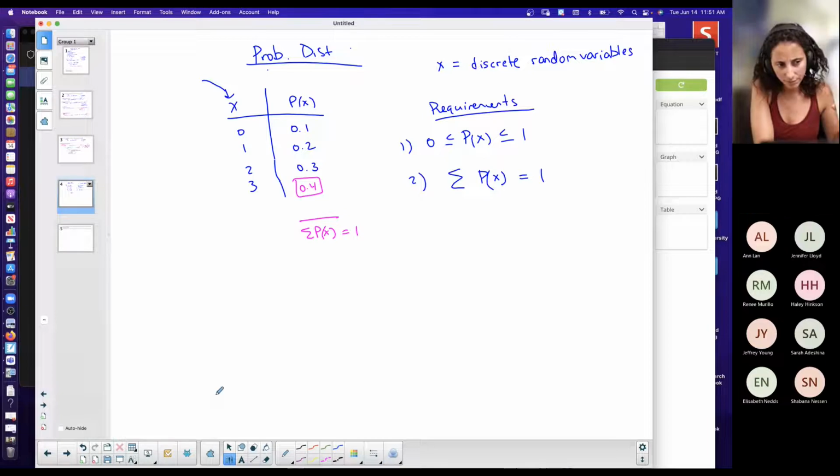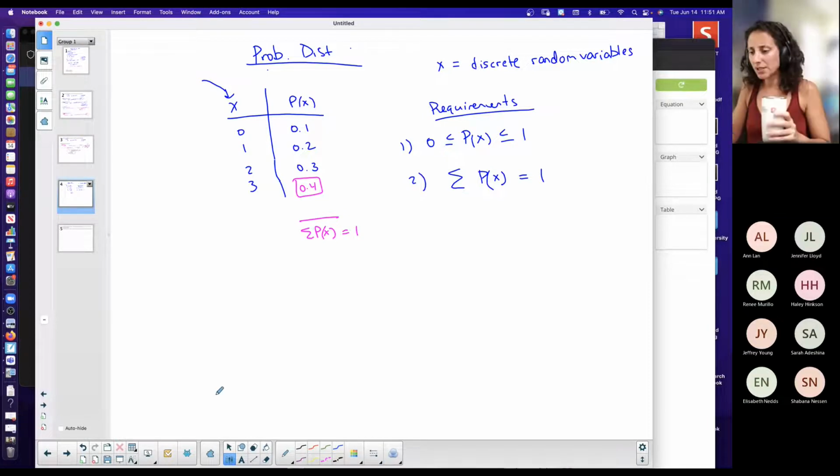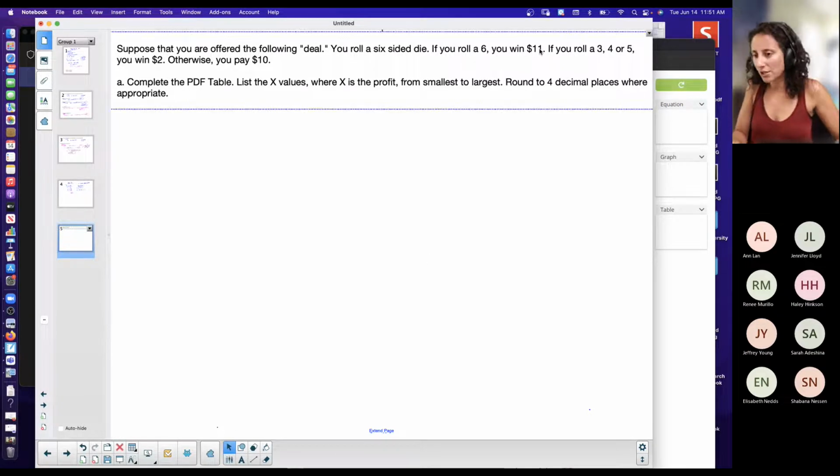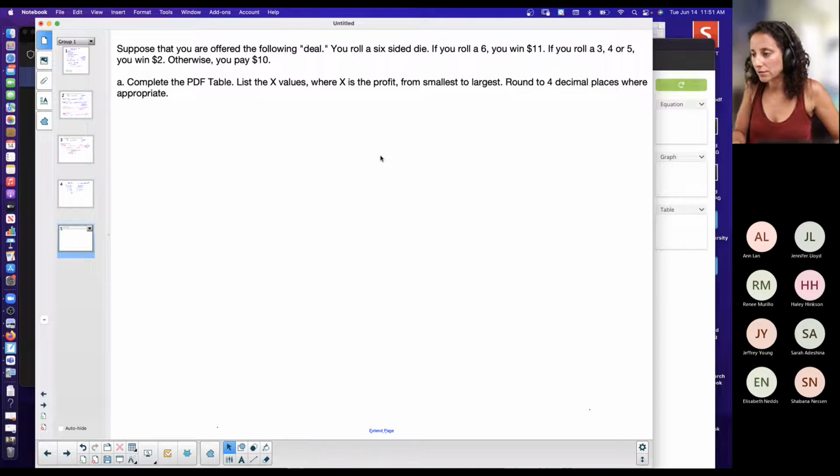So this is an example of a probability distribution table. Now, you might be asked to create one like this. This is asking you to create. I'll just change some of these numbers. I think yours are going to be different than mine anyway.